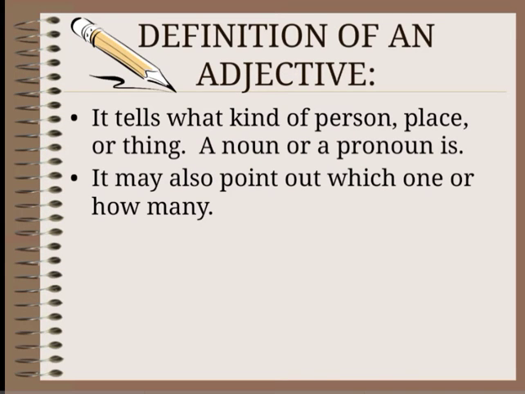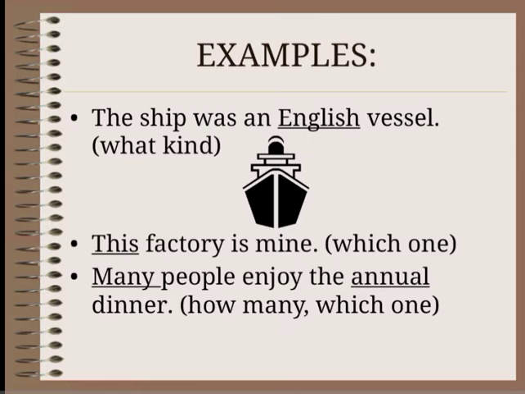Then the definition of an adjective. It tells what kind of person, place or thing a noun or a pronoun is. It may also point out which one or how many. Thus, this is the definition of the adjective. Through the examples, you can understand that. So, how do we use adjectives in making sentences, or in which places can we use the adjective part? Everyone should know where to use the adjective in the sentence.